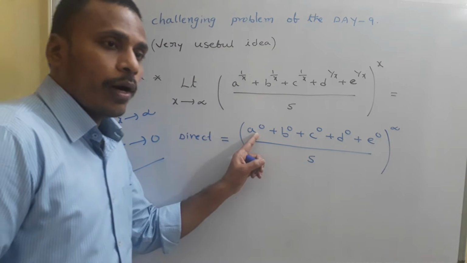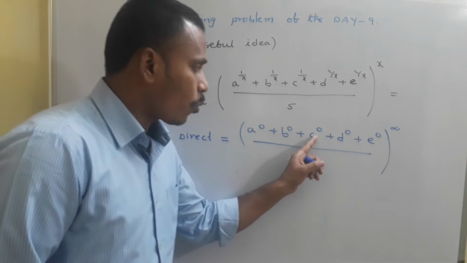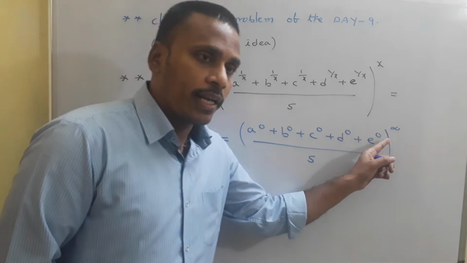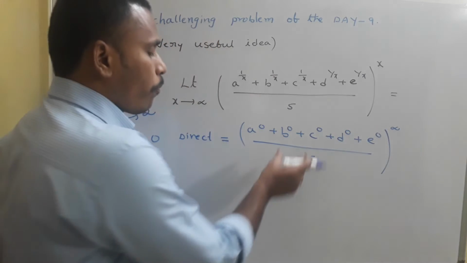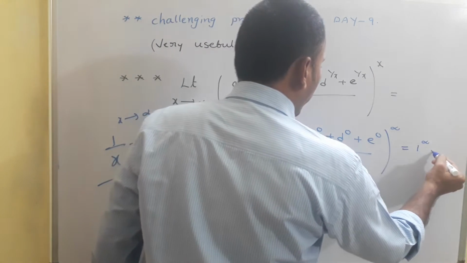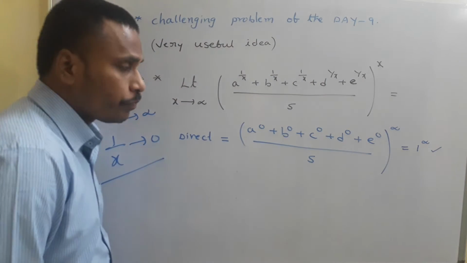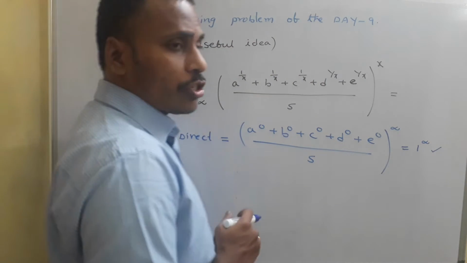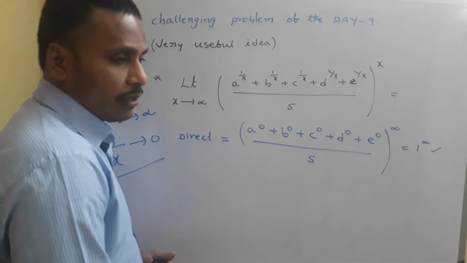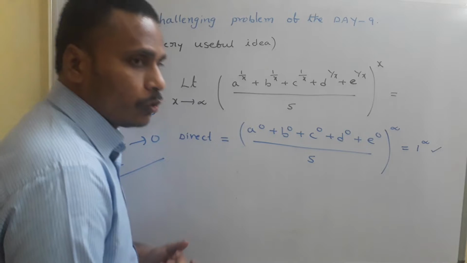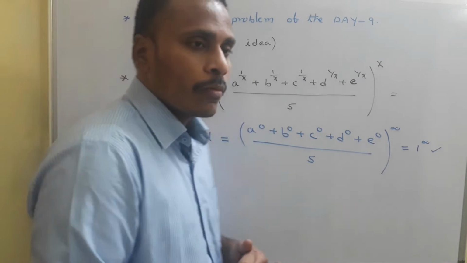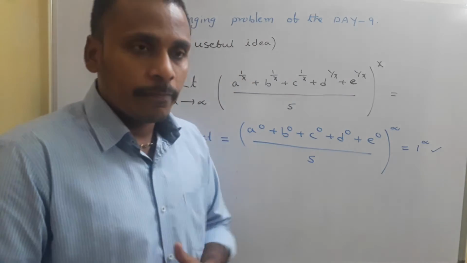See, a power 0 is 1, this is also 1, this is also 1, this is also 1, this is also 1. So when you add all these things, the numerator is 5 divided by 5. So 5 by 5 is 1, and direct substitution is just generating 1 power infinity. Since direct substitution is generating 1 power infinity, to avoid it we need to work on this. Okay, so what to do? We use our usual idea.